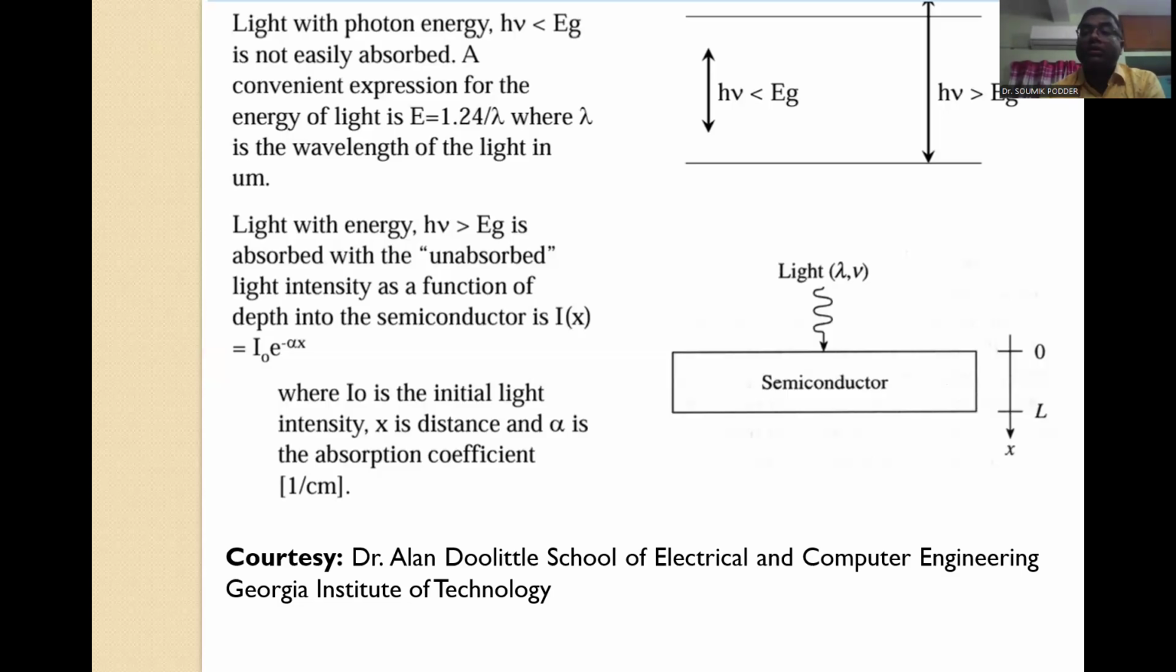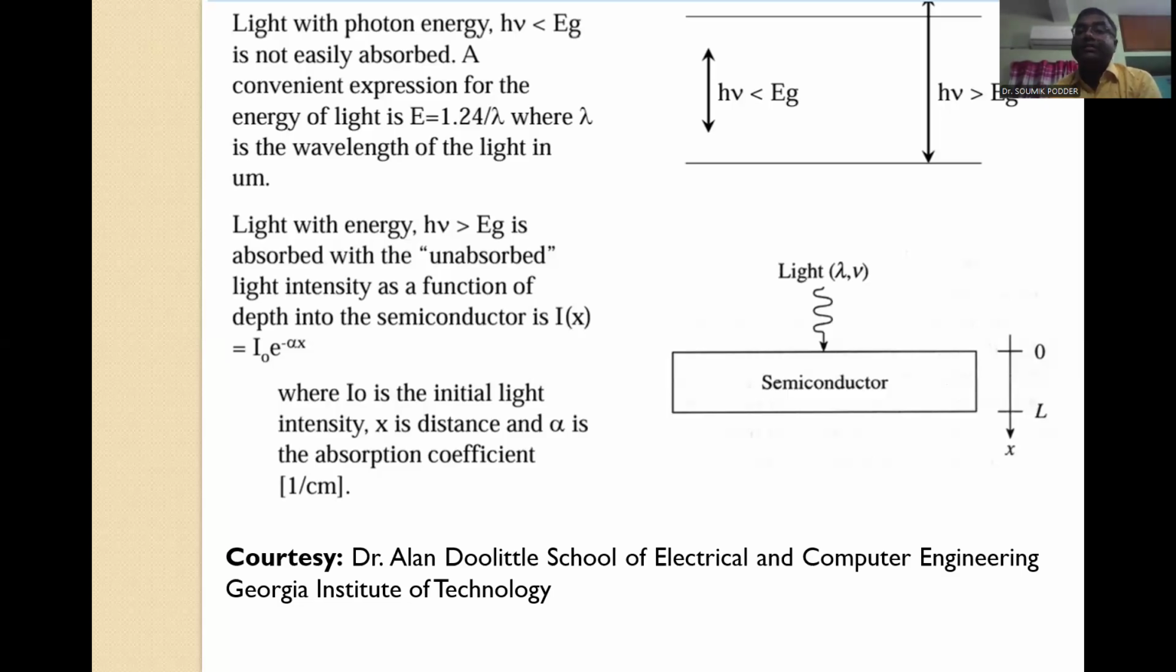So this is a block diagram. We have seen the light impinged on a semiconductor whose length is L, and this semiconductor will be excited, and thus the electron-hole pairs will be generated. I can write that this light with energy h nu greater than Eg is absorbed, with the unabsorbed light intensity as a function of depth into the semiconductor being I(x) = I0 e^(-alpha x).